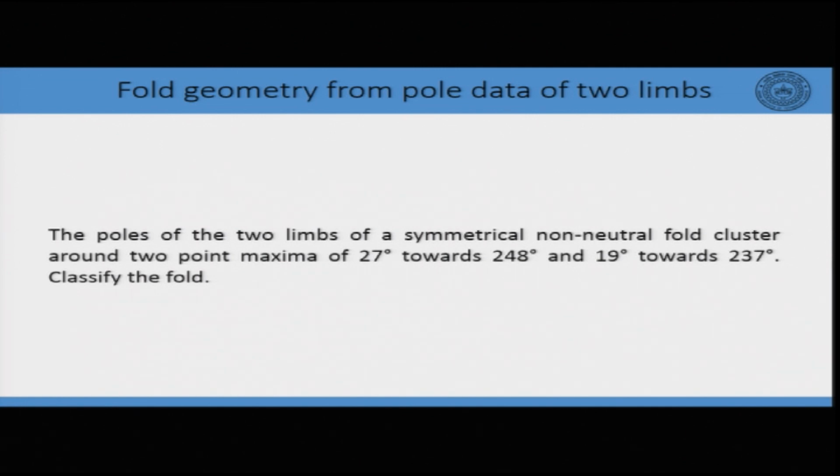So, one pole data plunges 27 degree towards 248 degree and the other pole data plunges 19 degree towards 237 degree. These two pole data are poles of the limbs of a symmetrical non-plunging fold. So, we will try to get the orientation of the fold attributes by plotting these two poles in the stereonet. So, we will get started with the stereonet.